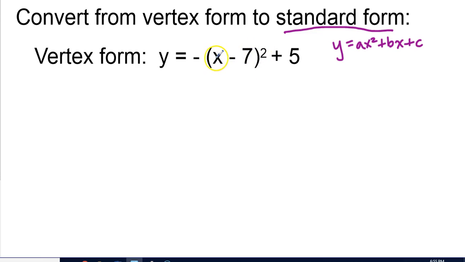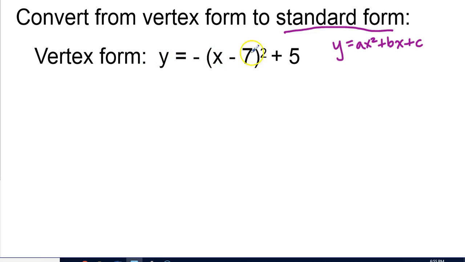Now, there's three operations basically we need to do, which is square this binomial. We've also got the negative here, and we have a plus 5. We're going to do those operations in that order because we have to do our exponent first, and then our multiplication, and then our addition. So let's go through that.